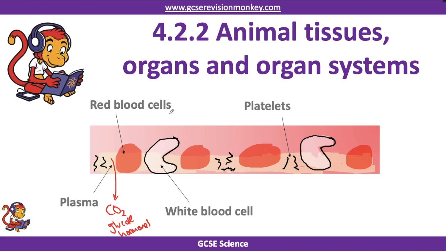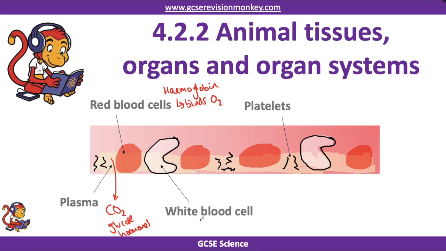The red blood cells have a pigment in them called hemoglobin, and that hemoglobin binds oxygen. So when gas exchange takes place in the lungs, the oxygen binds to the hemoglobin and the red blood cells transport that around the body.